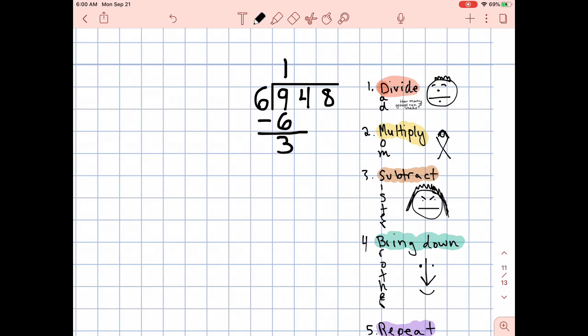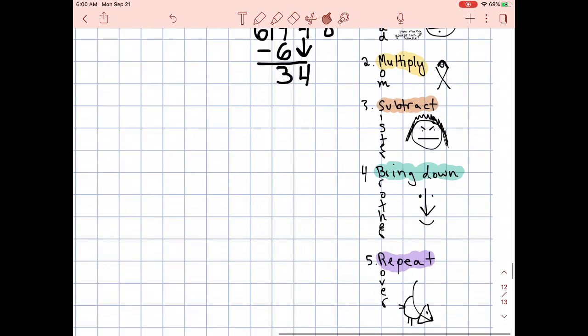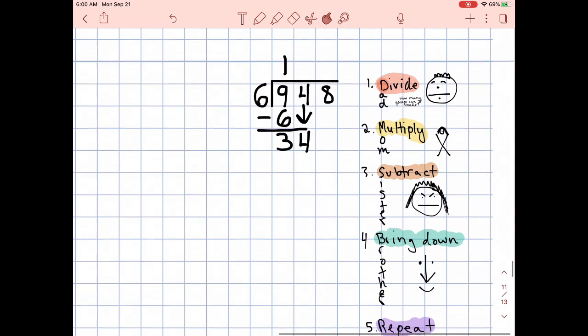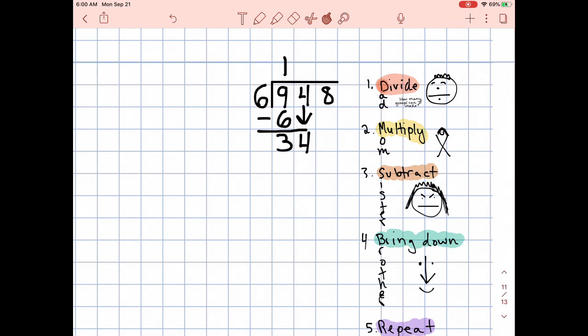And that brings me to step number 4, bring down. All right, so bring down the 4 right here. Now I have 34. All right, and repeat. Step number 5 is repeat. So I have to go back to step 1 again. Divide. How many groups can I make? How many groups of 6 can I make with 34?